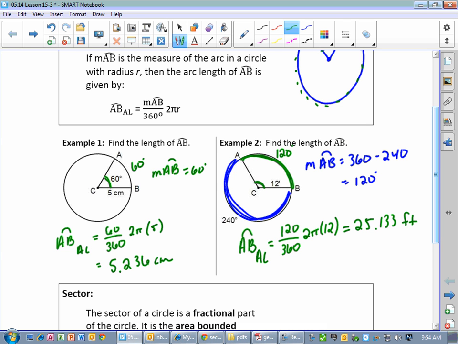So notice if we're looking for the arc and we're given the central angle, then we use it directly. If we're looking for an arc and we're given the other part of the circle, then we find the missing arc and then use this one.